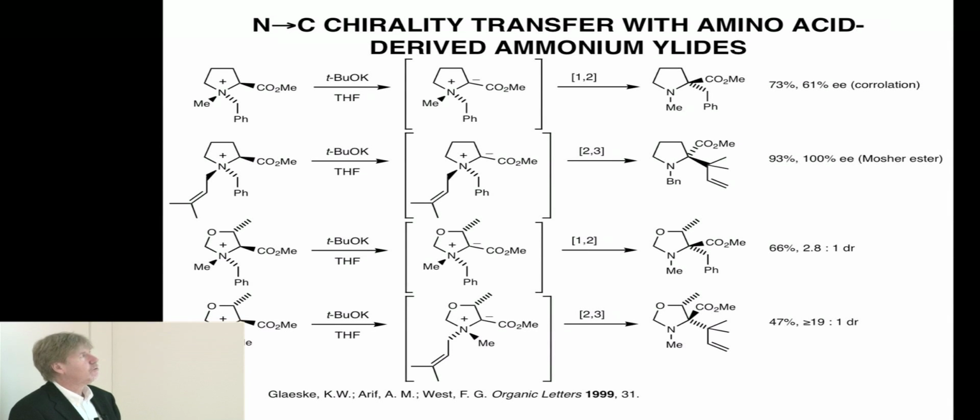So when one of these groups on the nitrogen migrates, it's going to migrate either from the bottom or from the top of this ring. And the question we wanted to ask is, will there be a memory effect? Will this migration occur with transfer of chirality?